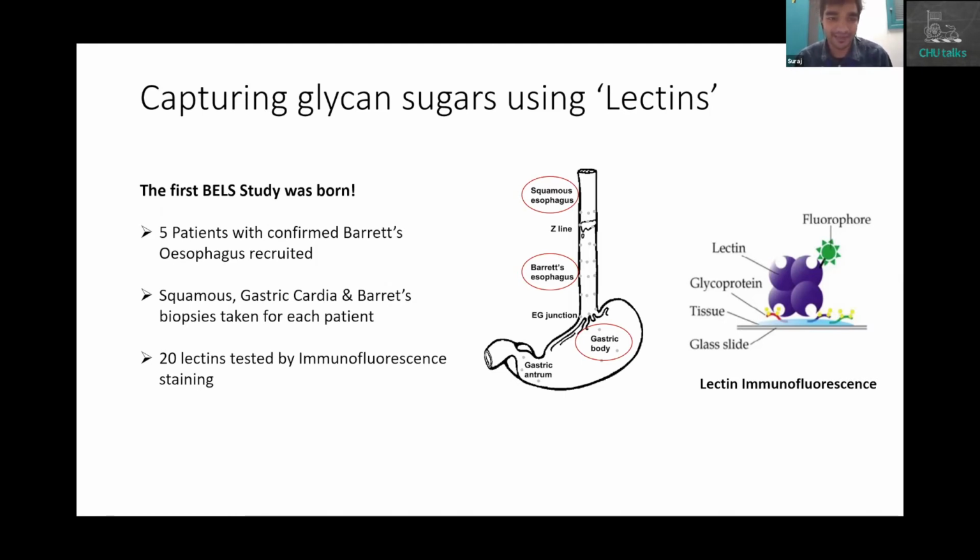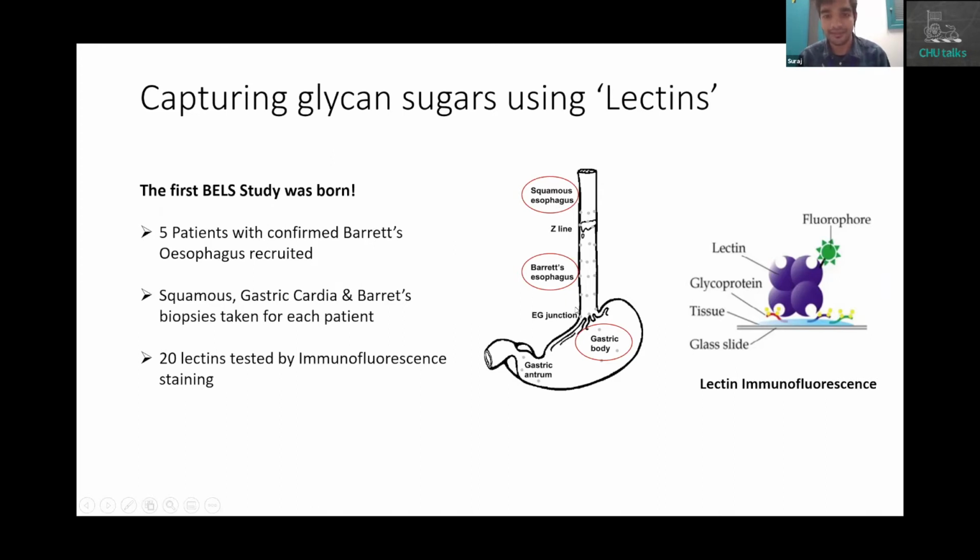So how that began is to try and identify these biomarkers and try and validate whether or not lectins can actually be used to pick out these sugar-based biomarkers. So we got biopsy tissues from 5 different patients who were all confirmed Barrett's esophagus by the surgeon.